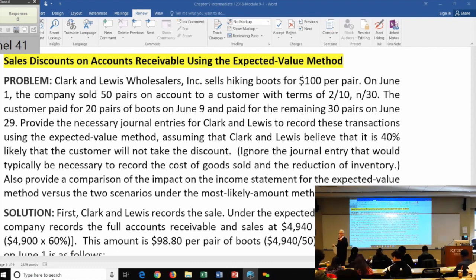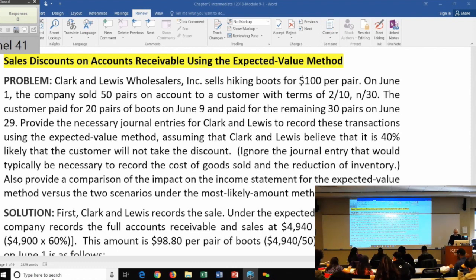2 methods, although you may not have seen this formally in intro. The first method is the most likely amount, net versus gross method. The next method is the expected value method. So in this example, we have a company that sells hiking boots for $100. They sold 50, terms 2/10 net 30. 20 of them were paid on June 9th. It's within the discount period. The balance, the 30 units, were paid on June 29th, which is outside of the discount period.